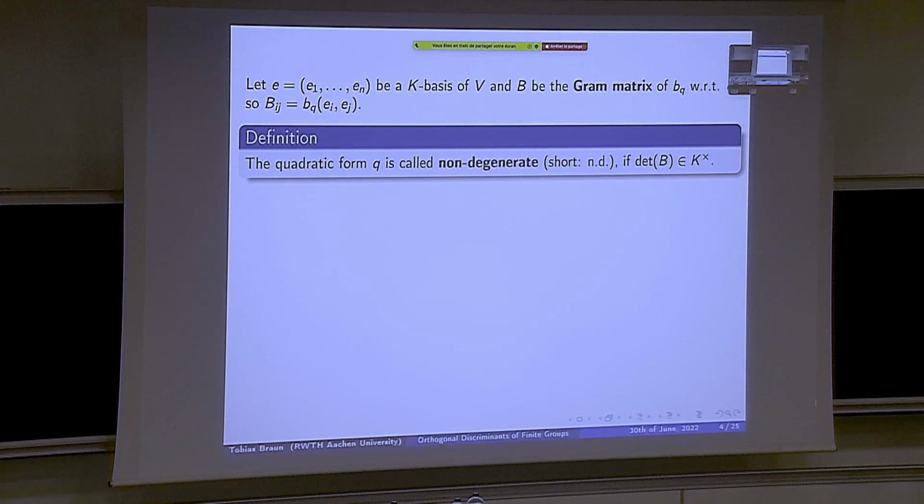One nice way to think about quadratic forms, at least for me, and I find this very instructive, is to think of the quadratic form as a Gram matrix, so a symmetric matrix. You can do that by choosing some basis E of the vector space and taking the usual Gram matrix of this bilinear form B_Q.